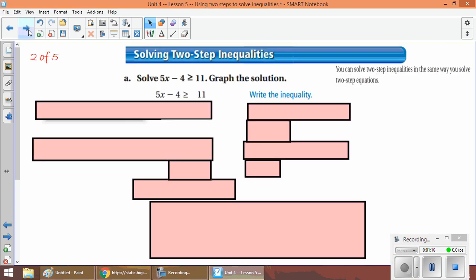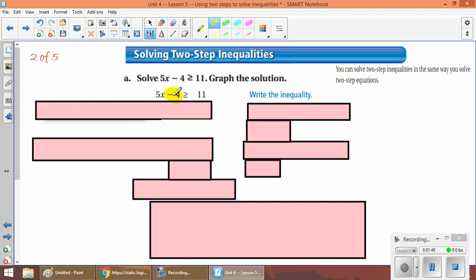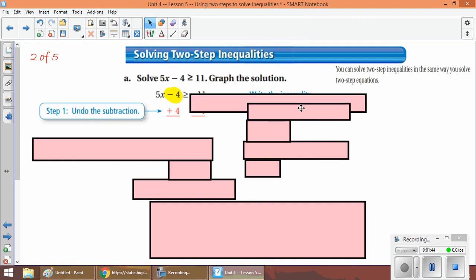Okay, so here's example number 1. We're on page 2 of 5. So we have 5x minus 4 is greater than or equal to 11. Just like any two-step equation, we solve inequalities the same way. So what we're going to do first is take this minus 4 and undo that by adding 4 to both sides.